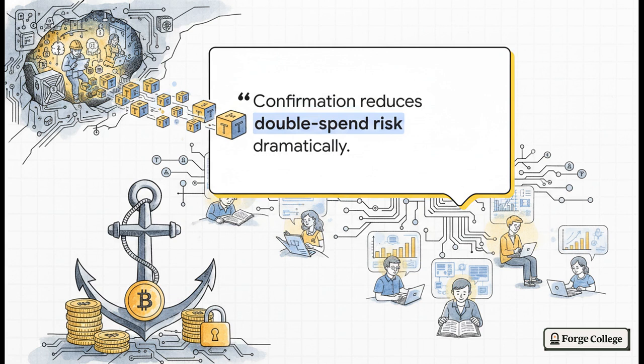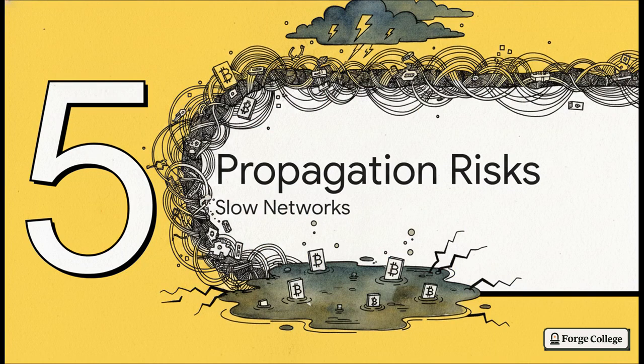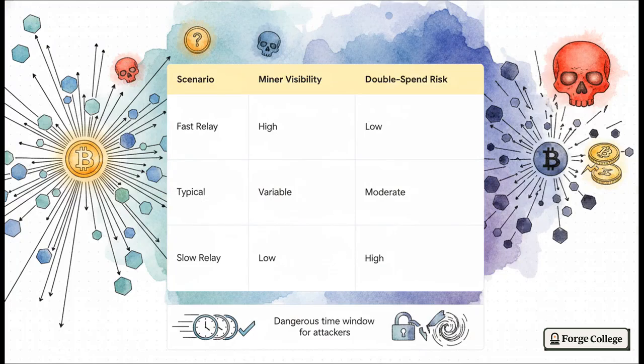And finally, Part 5, Risks of Slow Networks. But what happens when things don't go perfectly? Let's look at the darker side of this journey. What happens when our transaction gets stuck in network traffic or dropped in that stagnant puddle we talked about earlier? Well, different propagation speeds directly impact security.